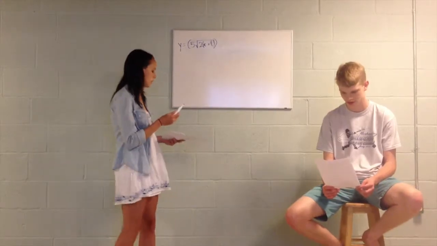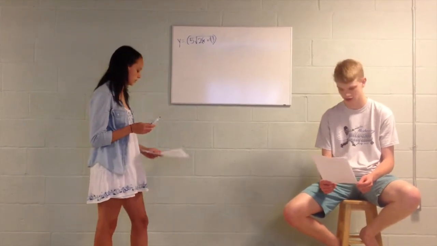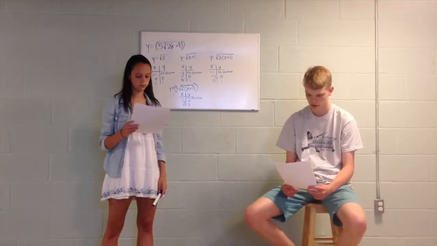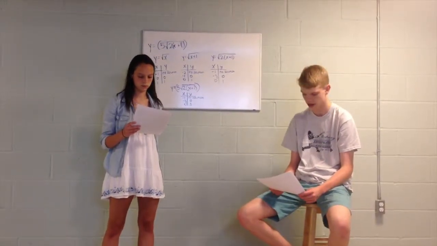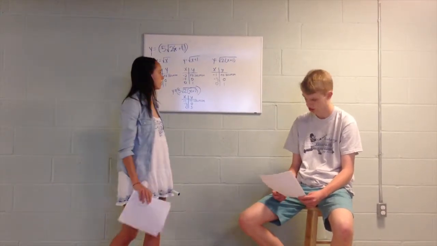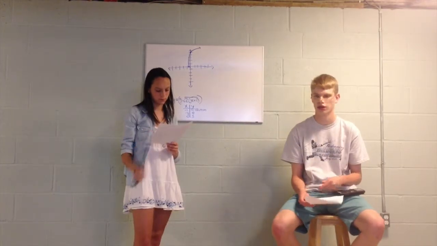Let's take this example. This equation has a vertical and horizontal stretch. Let's start with making an xy table. Okay, so the coefficients of the root and the x stretch the graph accordingly. Exactly. Now let's graph it. Oh, okay. That makes sense.